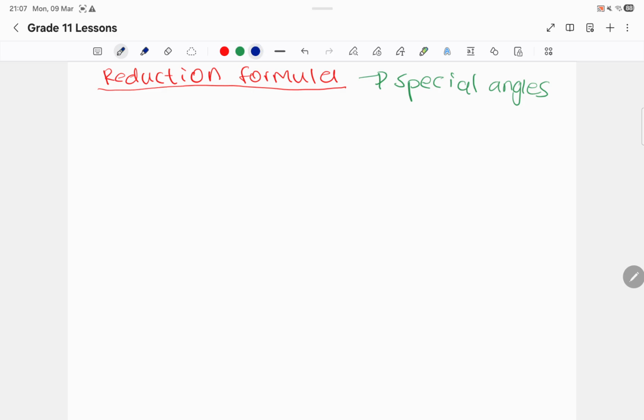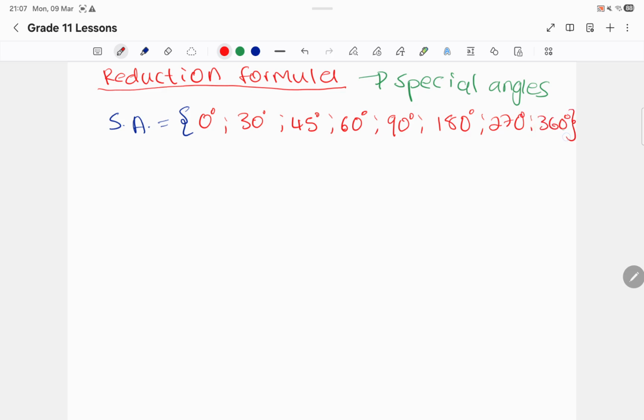So remember our special angles. Our special angles are within the following: you've got 0 degrees, 30 degrees, 45 degrees, 60 degrees, 90 degrees, and then 180 degrees, 270 degrees, and 360 degrees, right? So these are our special angles.